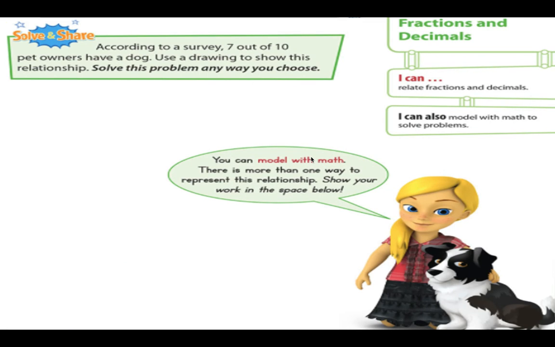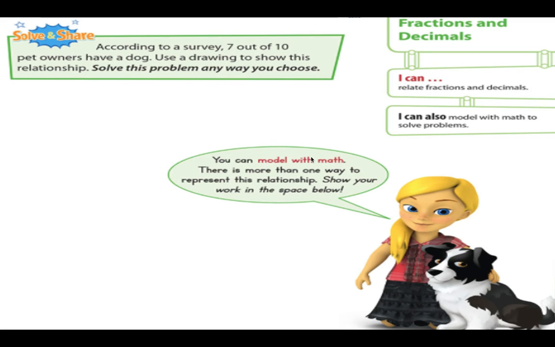So in our books, which you don't have, so I have it posted here, our Solve and Share of the day is: according to a survey, 7 out of 10 pet owners have a dog. Use a drawing to show this relationship. Solve the problem any way you choose. So we're going to go ahead and do that together. You don't need to solve, you just have to follow along.